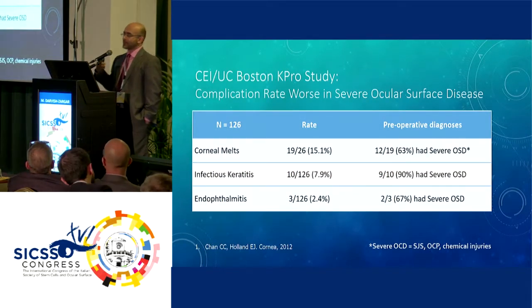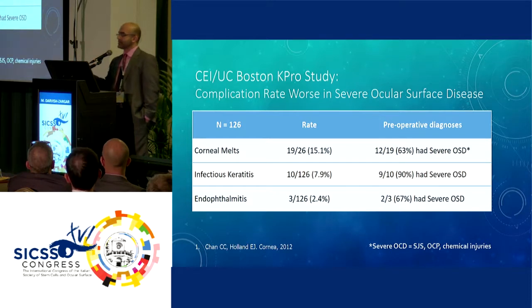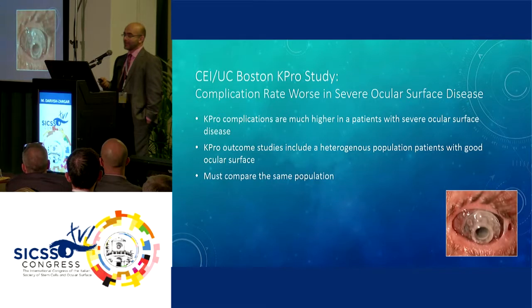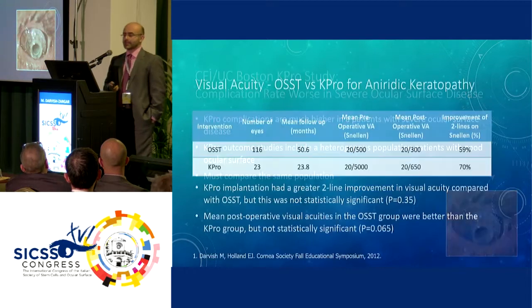Even worse, you have to remember that the K-Pro studies you see out there are a heterogeneous group. So they have severe ocular surface disease, but most likely they have things like multiple rejected grafts and things like that. And when you put K-Pros in patients with severe ocular surface disease, they do much worse. So they get more melts, more infectious keratitis, more endophthalmitis. So when you're looking at a K-Pro study, don't forget that. You have to really compare the same population. So the ones with more severe ocular surface disease are going to have more complications.